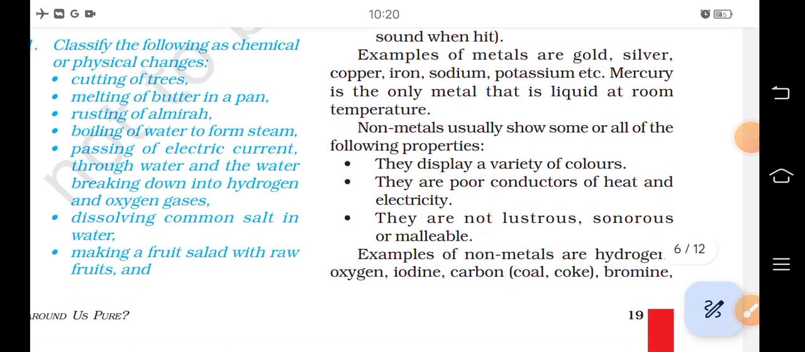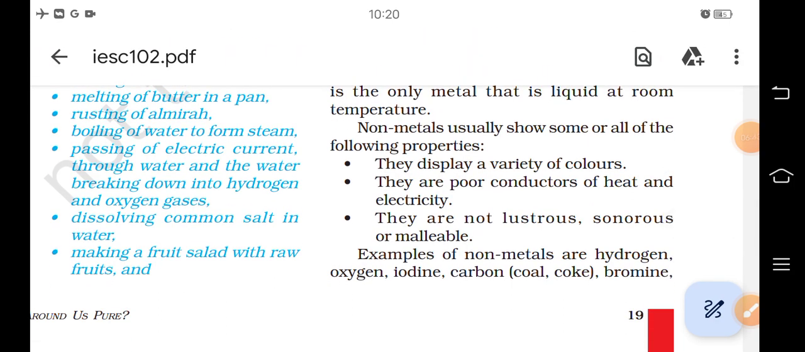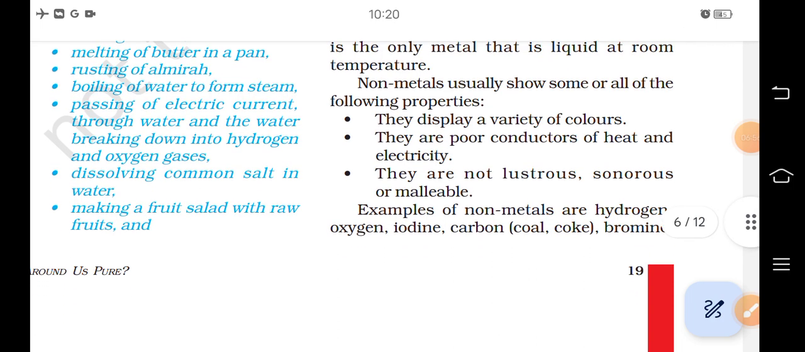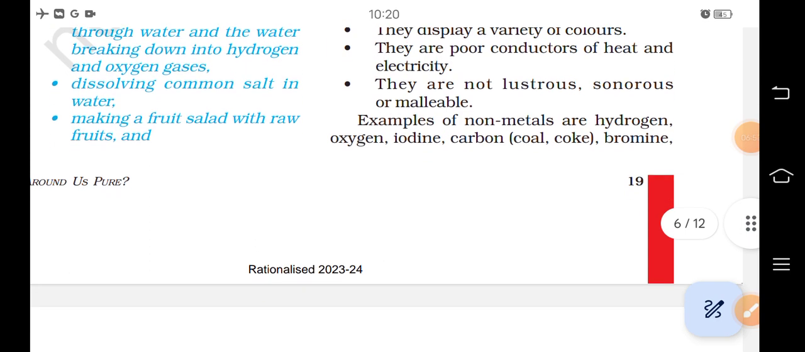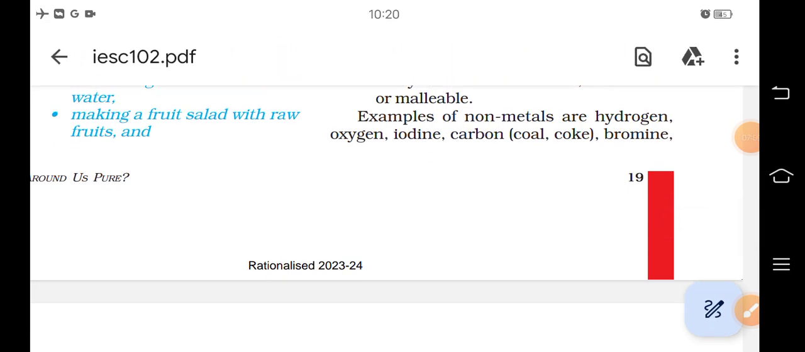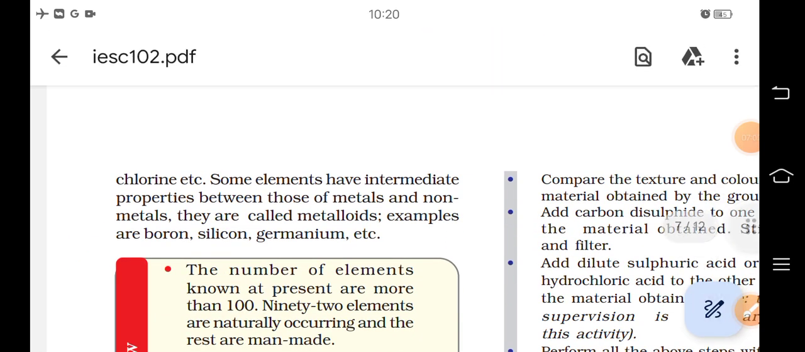Mercury is the only metal that is liquid at room temperature. Non-metals usually show some or all of the following properties. They display a variety of colors. They are poor conductors of heat and electricity. They are not lustrous, sonorous, or malleable. Examples of non-metals are hydrogen, oxygen, iodine, carbon, coal, coke, bromine, chlorine, etc. Some elements have intermediate properties between those of metals and non-metals. They are called metalloids. Examples are boron, silicon, germanium, etc.